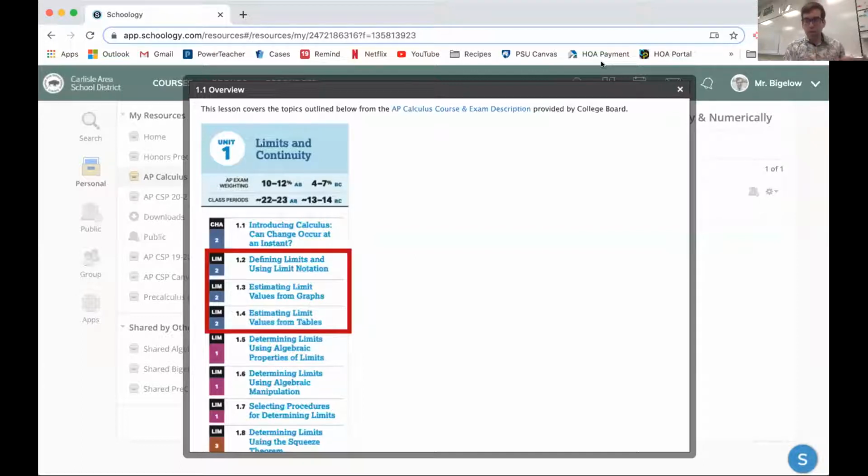So the way that we organize our lessons in our course is going to be a little bit different from the AP course exam description that's published by College Board. What you see on the screen right now is College Board's Unit 1. And our Unit 1 is only going to have 3 lessons, and it's going to be an overview of the College Board's Unit 1 because you learned all of this material last year if you took Calculus AB.